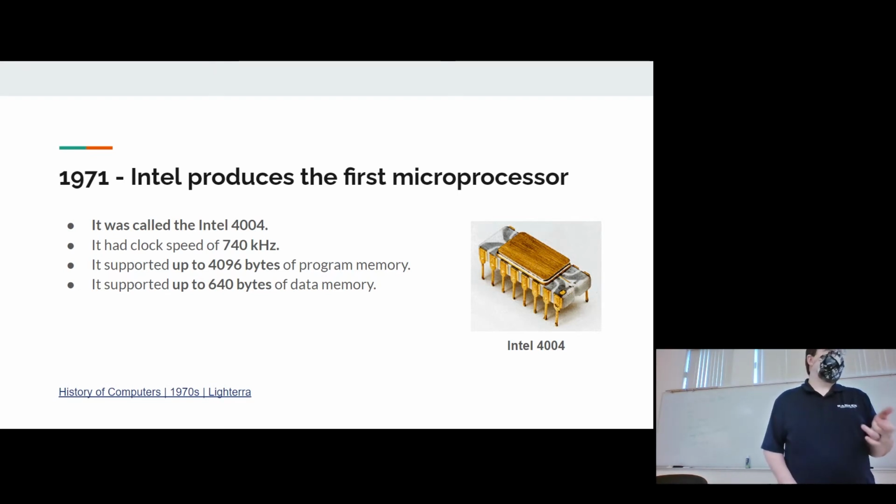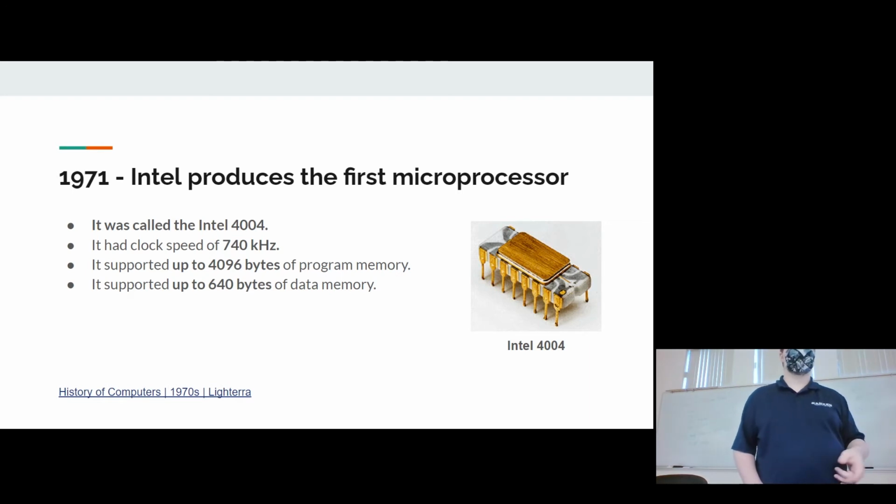And that doesn't even mean that the memory came with it. The memory you had to buy separately from this thing, and it wasn't particularly easy to get 4 kilobytes of memory. That was pretty expensive in itself. So it could support up to that, but that doesn't mean necessarily you had that much, because you had to pay for that hardware. And this also says up to 640 bytes of data memory.